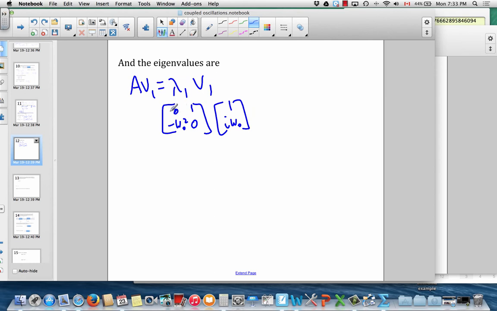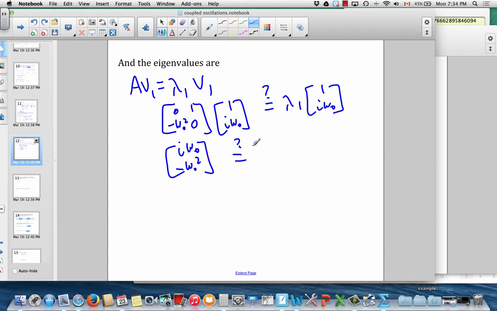Multiplying across the first row and down the first column, we get i omega naught. Multiplying across the second row and down the first column, we get minus omega naught squared. Now, that should be equal to some constant times this same vector. And we see what the constant is going to be. It is i omega naught, because i omega naught times 1 is i omega naught. And if you multiply this by i omega naught, you get i squared, which is minus 1, and omega naught squared. So this is the first eigenvalue corresponding to this eigenvector.